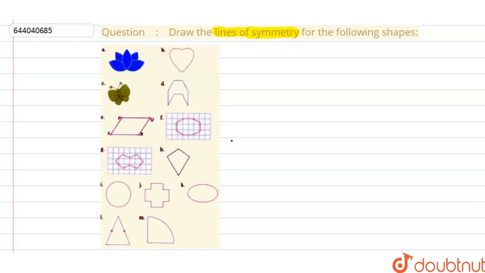Now, before beginning with the question, we need to understand the concept of line of symmetry. What is a line of symmetry? Line of symmetry is that line which is going to divide our figure into two equal halves, right?